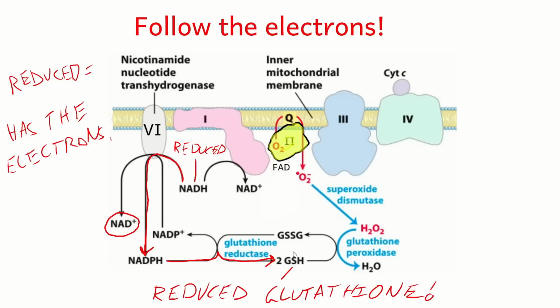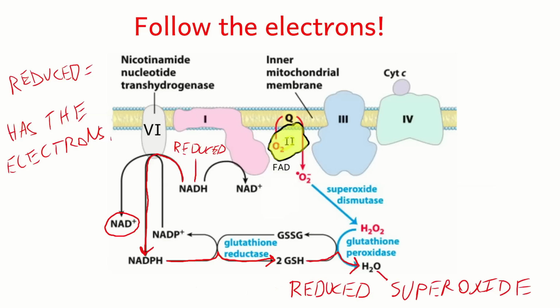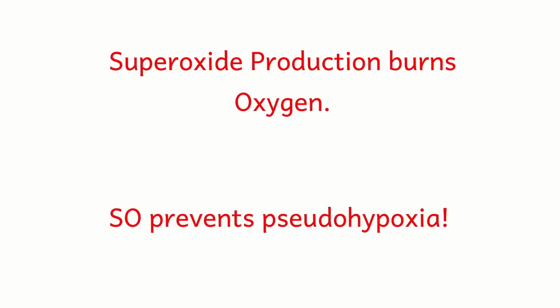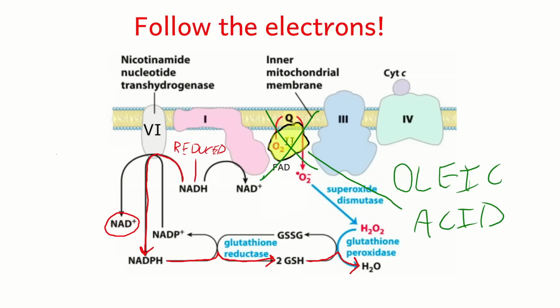And then the reduced glutathione, again by your antioxidant system, those electrons are used to fully reduce superoxide all the way back to water. So water is fully reduced superoxide, and it takes electrons to do that, and taking electrons replaces NAD+. So superoxide production burns oxygen. Superoxide prevents pseudohypoxia.